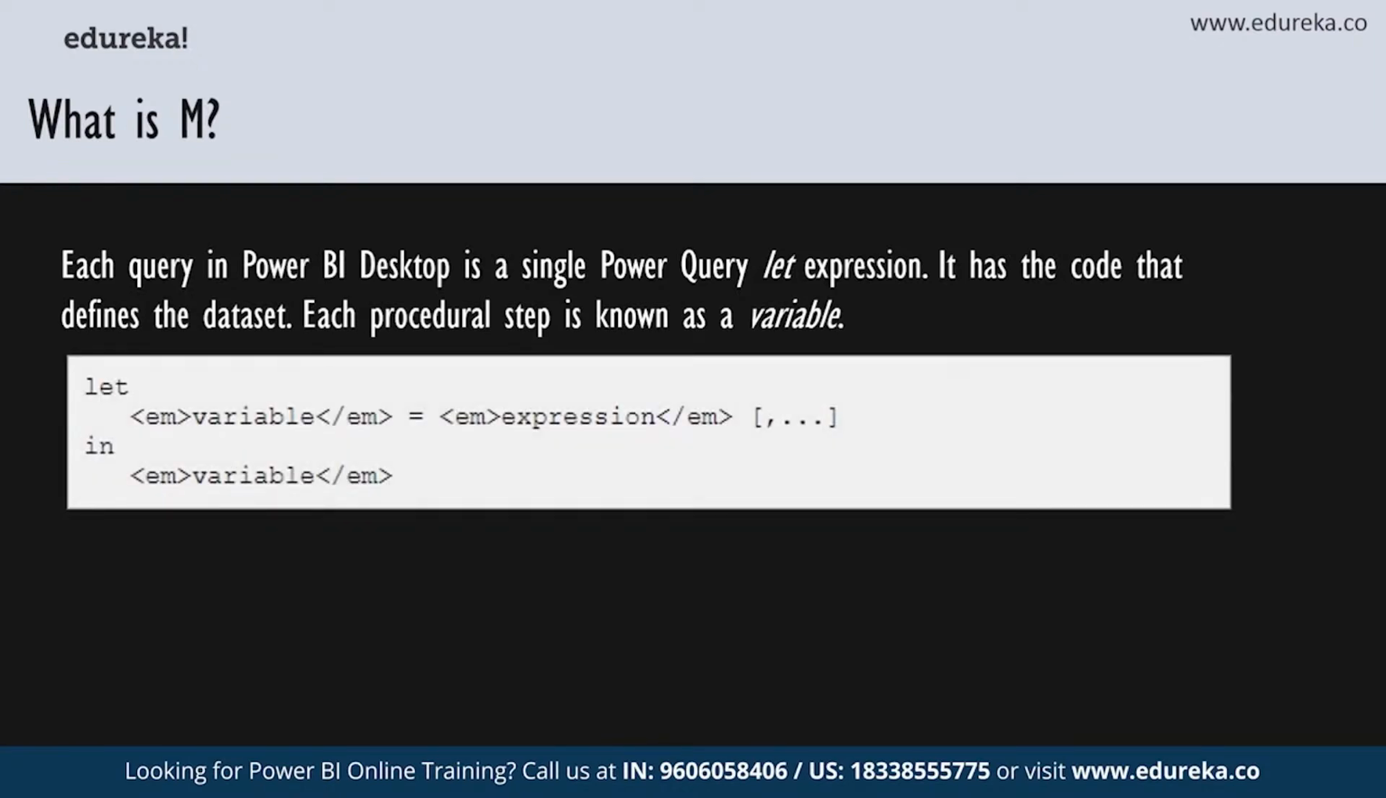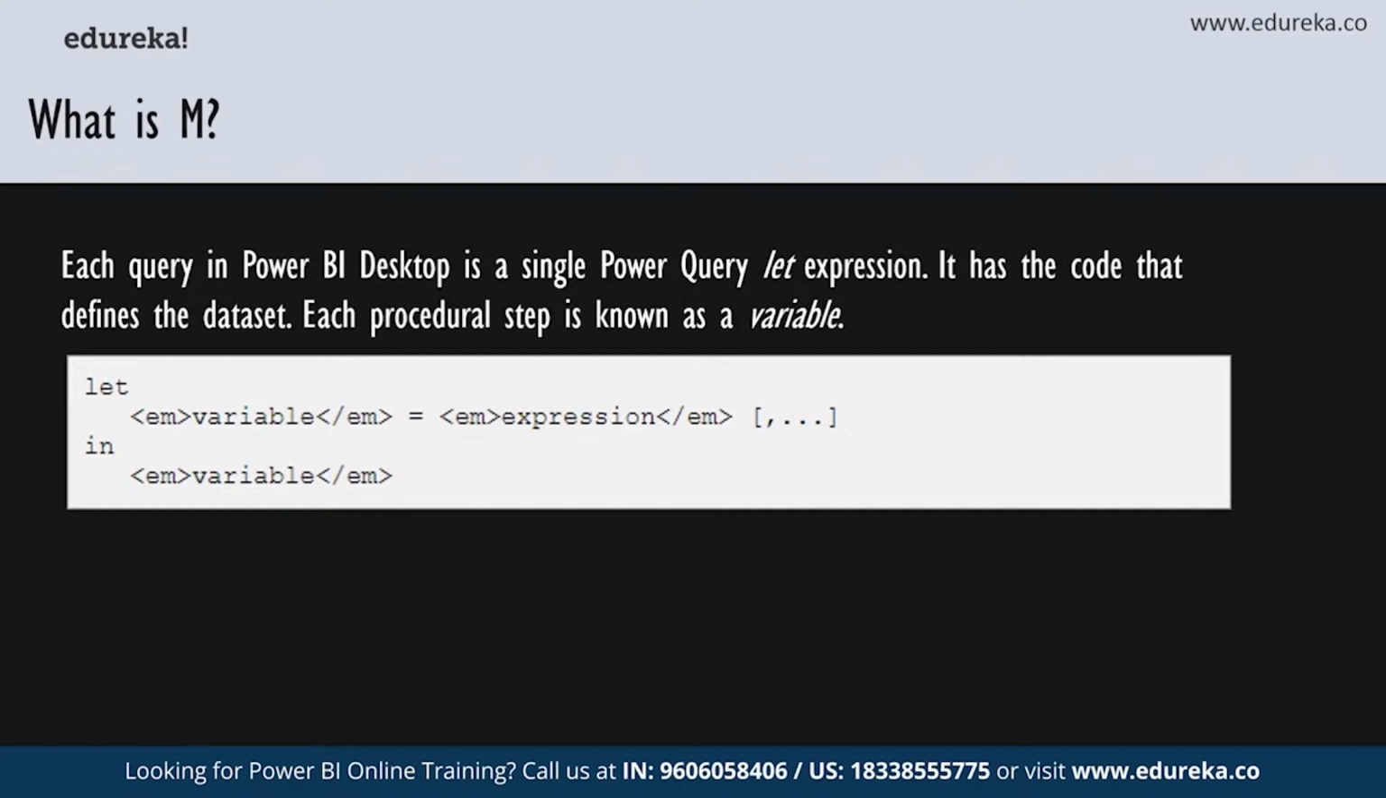A let expression is made up of a let statement and an in statement, as you can see in the syntax before you. So the let statement includes one or more procedural steps that define the query. Each of these steps is essentially a variable assignment that consists of a name as well as an expression that provides the variable's value. Pretty simple, that is what a variable is in most cases. It's fifth grade math, right? Variable is a name to which you assign a value.